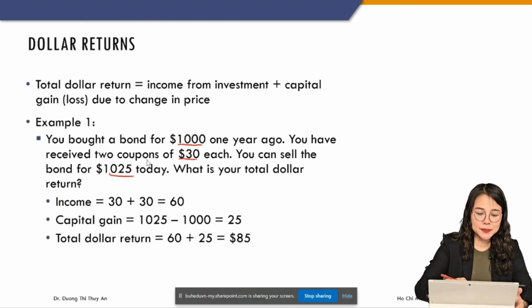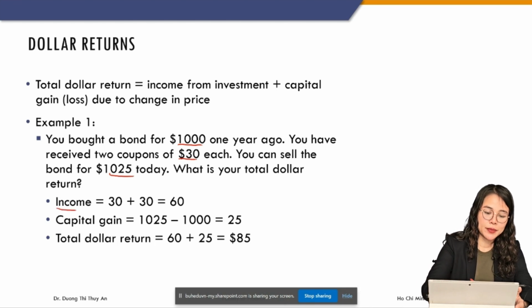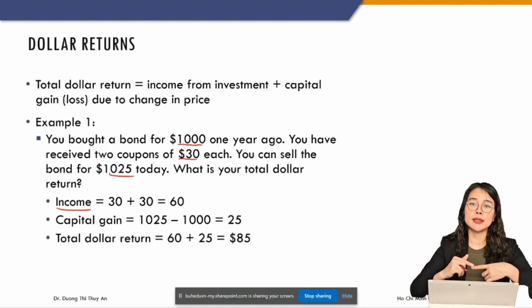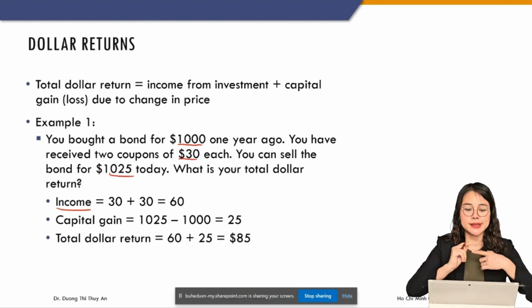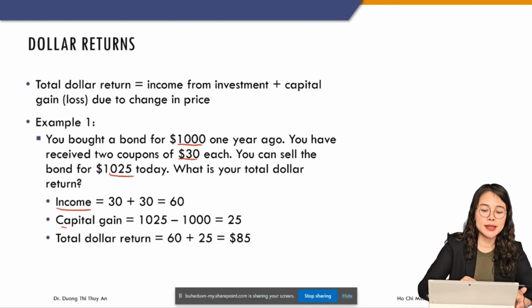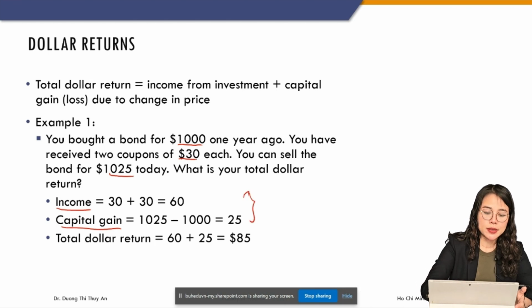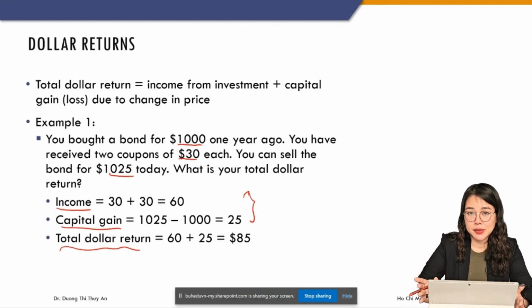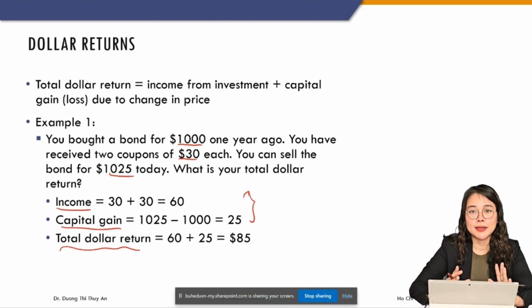So we call the dividend or the coupon we receive from that bond the income. And the difference between the price you bought and the price you sell the bond is the capital gain or loss. So the sum of the two sources of income is the total dollar return. It doesn't have to be dollars. It's just the way we talk about the return in absolute value.